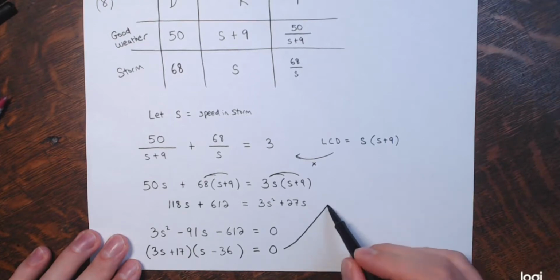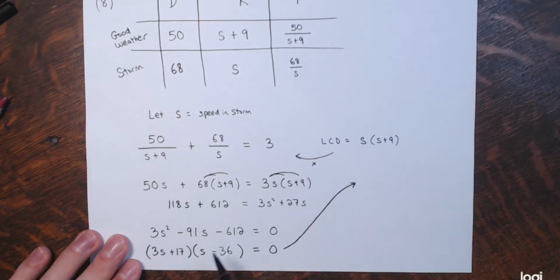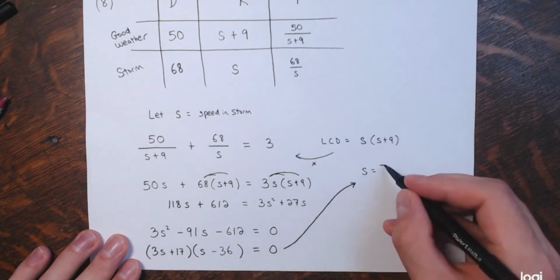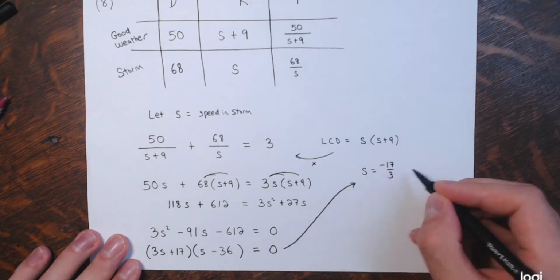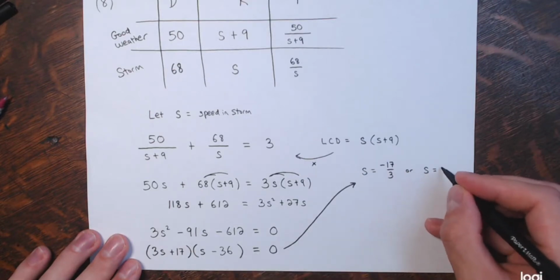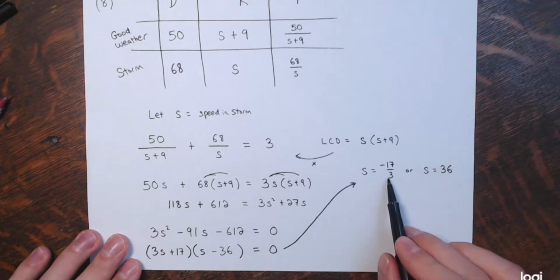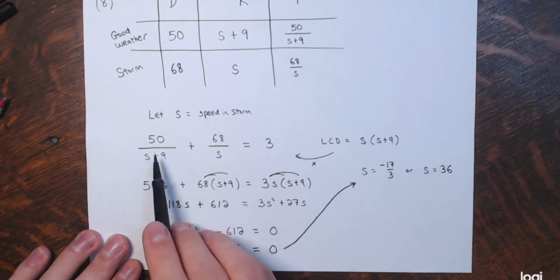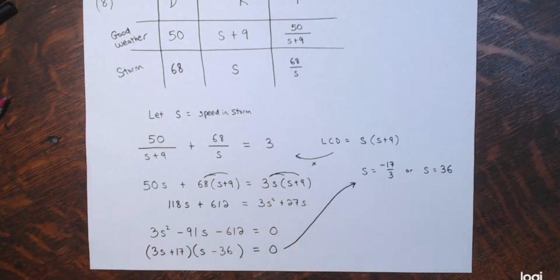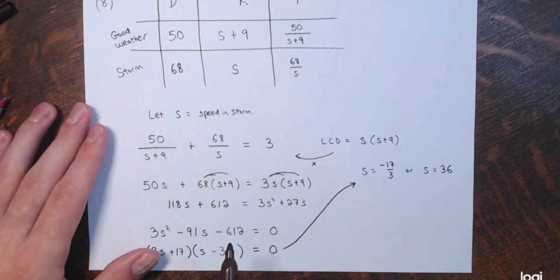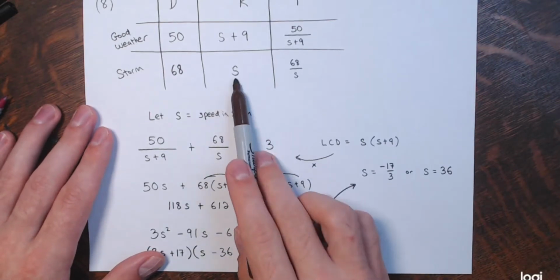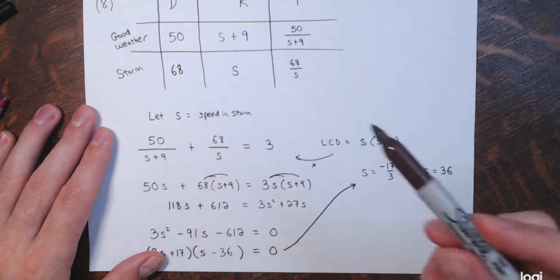And bringing this over here. Possible solutions then are S equals negative 17 thirds, or S equals 36. And once again, both of these numbers do make the equation true, but not both of them make sense in the problem. Because how can her speed in the storm be negative, right? And speeds can't be negative.